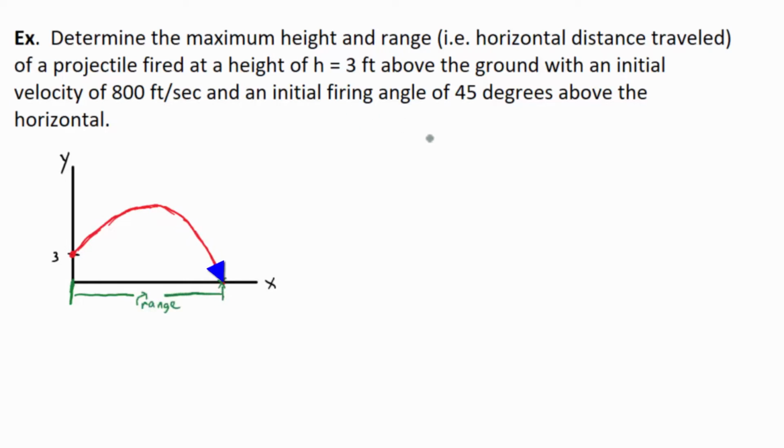The initial height we could call, I suppose, h. h is equal to 3. That's the height you fire the projectile at. What else do we know? We know the velocity of the projectile coming out of the gun or whatever's firing it, right? So we could call that v, usually that's called v subscript 0, v naught.